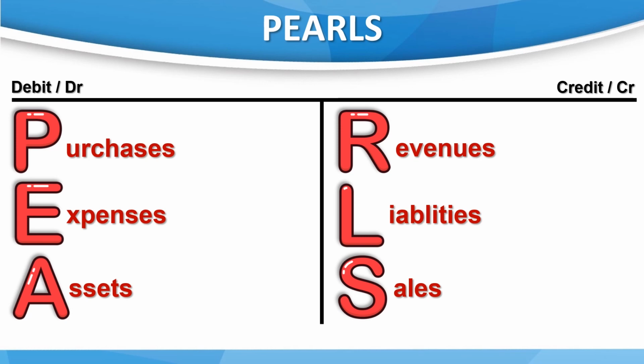You may come across other tools to help you remember double entry, but Pearls is generally the most commonly used. And no matter what type of account you're using or what level you're studying, the basic principles here will always apply.